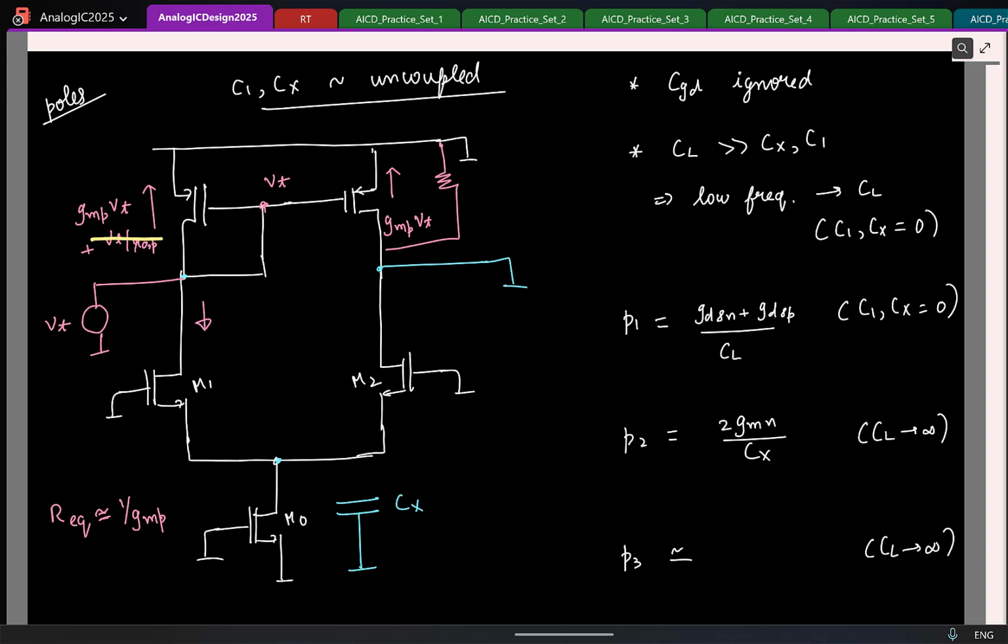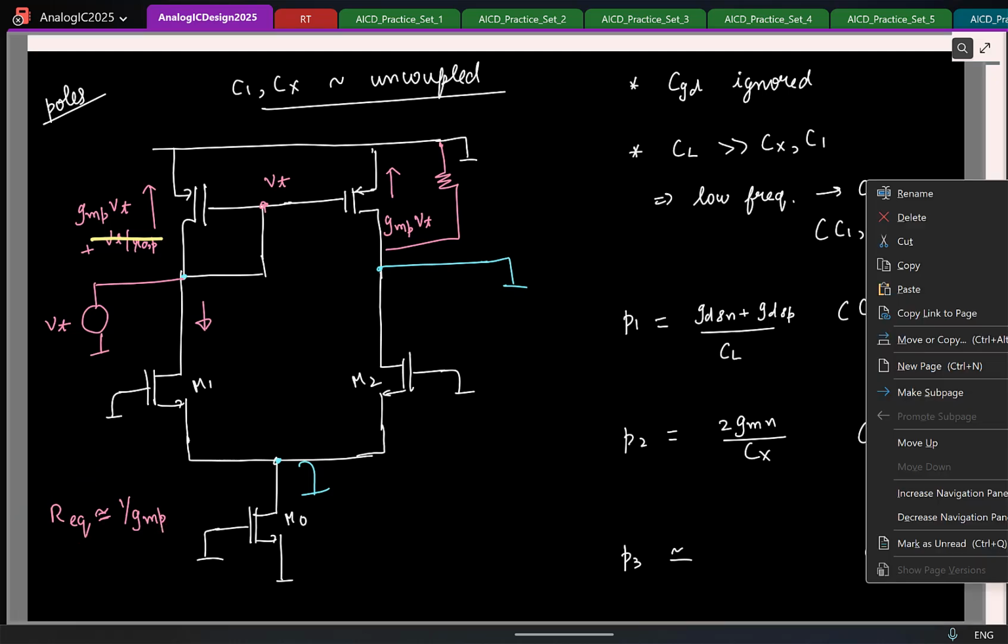Okay, cool. And now, this is when Cx is open. So now, even if I assume that X is short circuit like this, it's going to be the same. Looking up, it's going to be 1 by gm of this transistor. So that is going to dominate. So the resistance seen by C1 is basically 1 by gm of the PMOS transistor. So let me write it.